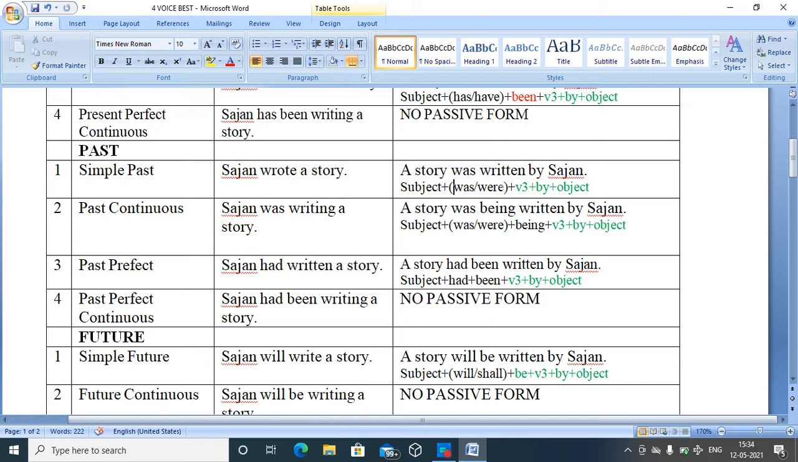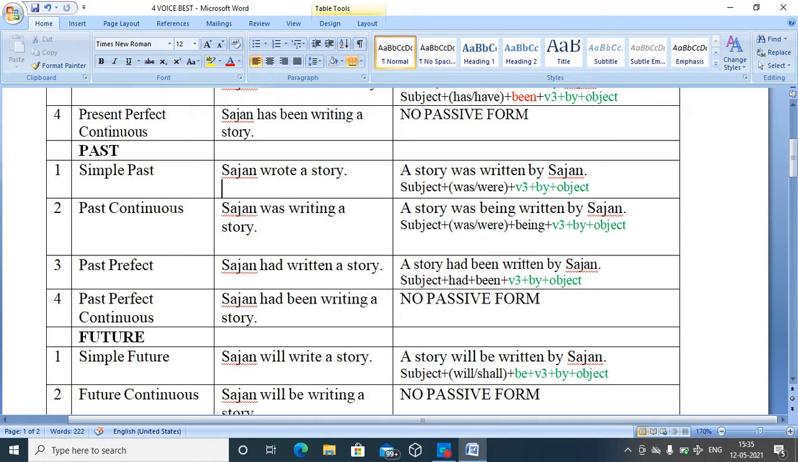Subject plus was or were. Which one will you choose? A story is a singular subject, so definitely we have to choose was as the helping verb. If it is stories, we have to choose were. That's all. Here it is: a story was. Then, very simply, you can write V3 plus by plus object. The V3 form of write is written. Written by. The interchanged subject becomes the object of that sentence. That's all.